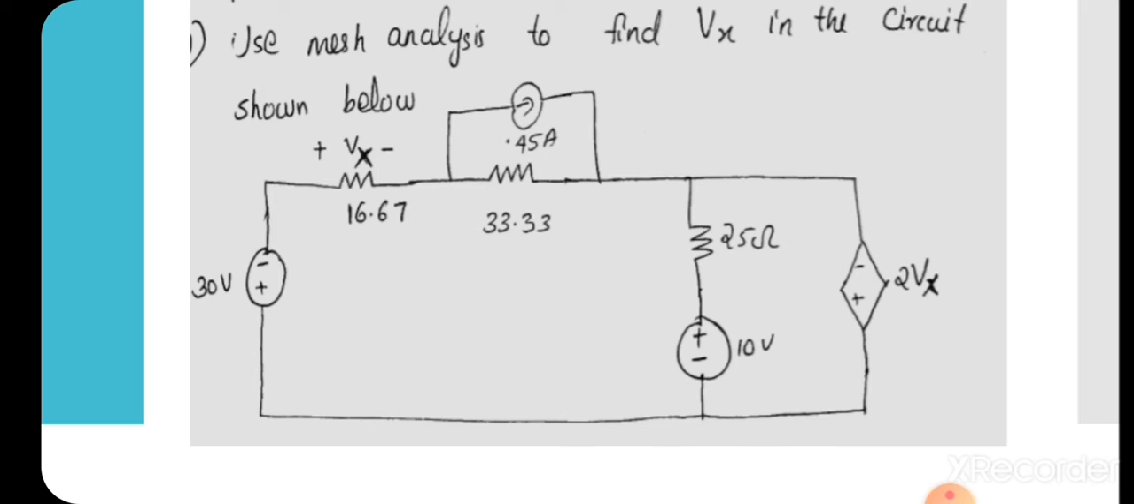Sorry, there are 3 loops, and you have to mark the loop currents. Loop currents can be marked as I1, I2 and I3. And what is the next step? Third step for doing mesh analysis. Third step is that you have to apply Kirchhoff's voltage law to get the equation corresponding to each loop. That is the third step, okay?